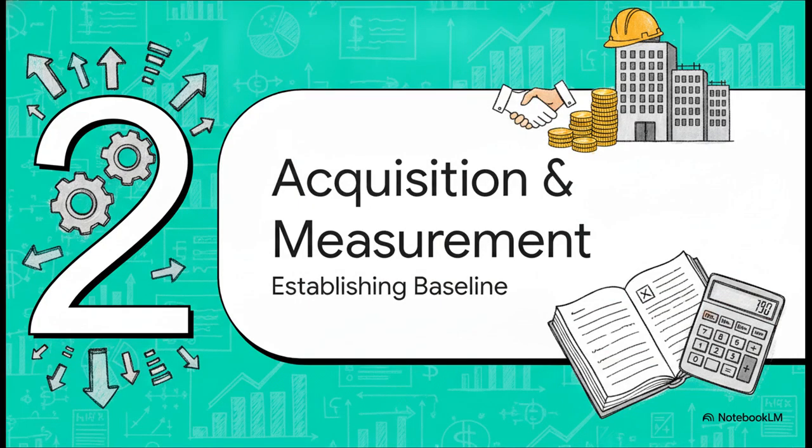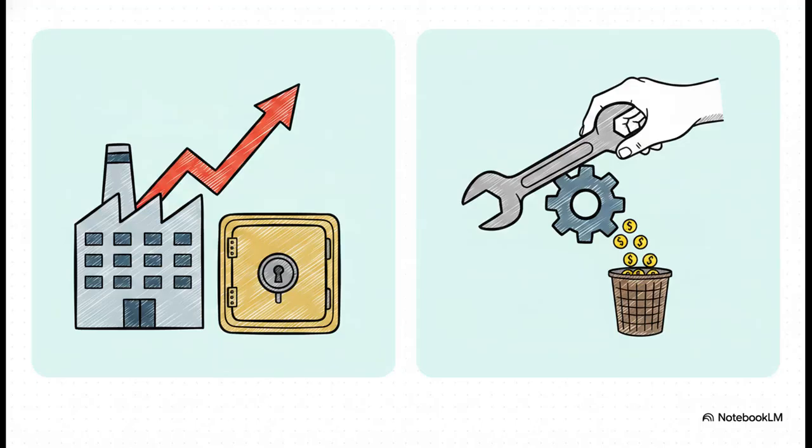Moving on to Section 2, Acquisition and Initial Measurement, establishing the baseline. So, the asset is officially born. Now, depending on how it's acquired, maybe it's purchased outright, self-constructed, or even donated, we have to establish its baseline under accounting standard ASC 360. And right away, companies face a massive decision. Do we capitalize or do we expense?